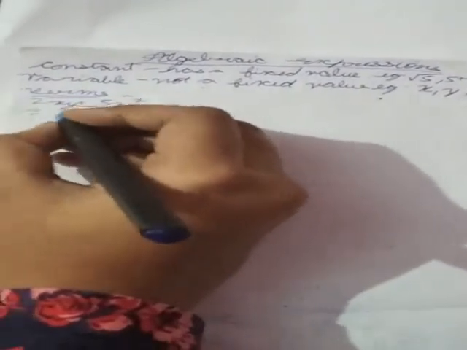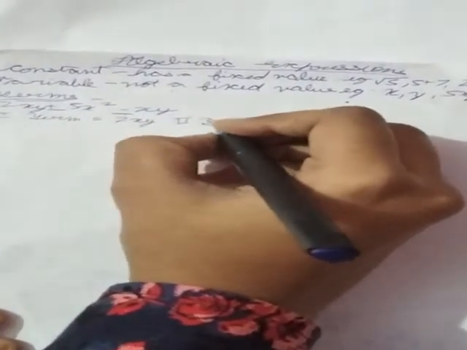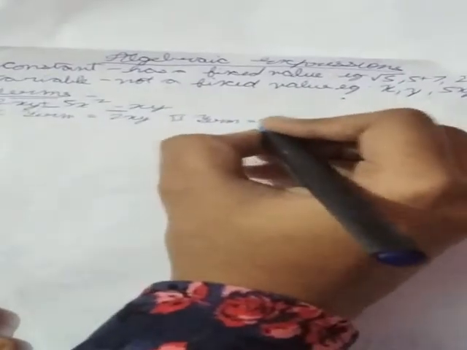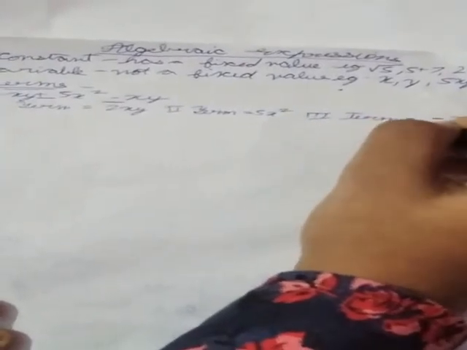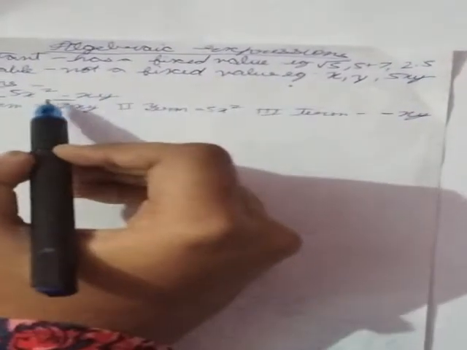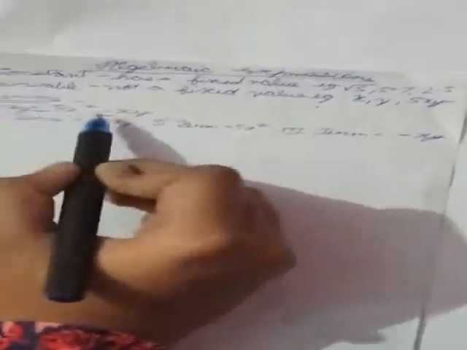This means the first term of this algebraic expression is 2xy, the second term is 5x square, and the third term is minus xy. So the plus and minus signs divide it into three terms.